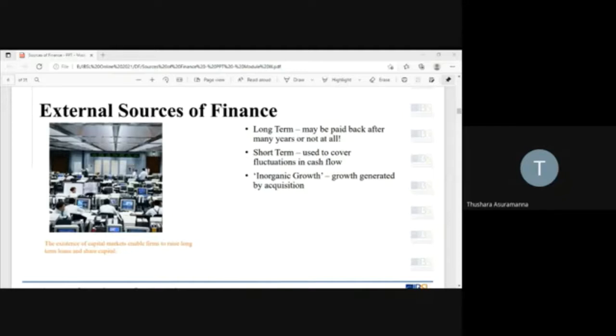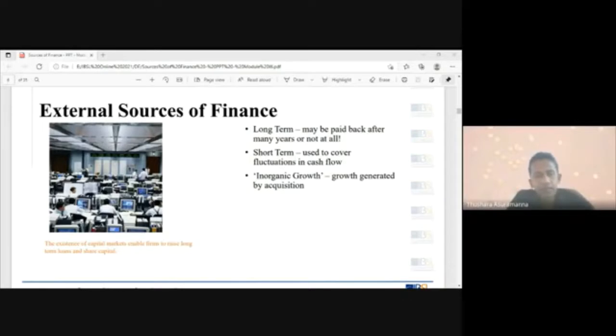Third one is an important one. Inorganic growth. What is inorganic growth? Growth generated by acquisition. Means, let's say you are a company who is having some financial capacity and running very well, but you need to grow for the next level. So what you could do is you can do organic growth, as we have discussed previously.